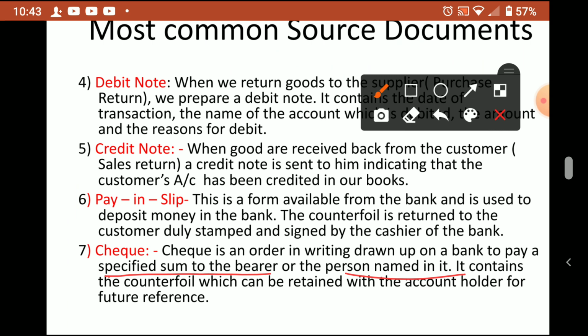These also contain a counterfoil. Here also one smaller side will be there, and we can keep that side as our copy for future reference. Okay, so this pay slip and check we usually deal with banks. For bank transactions we use them.